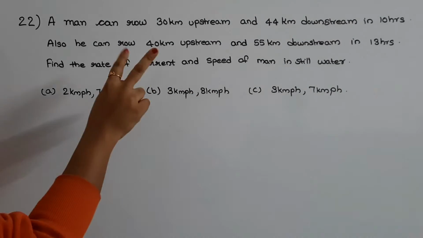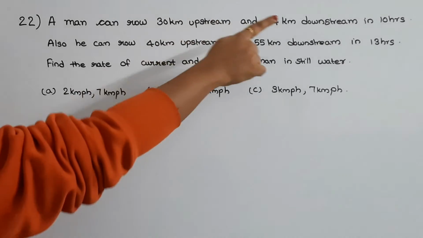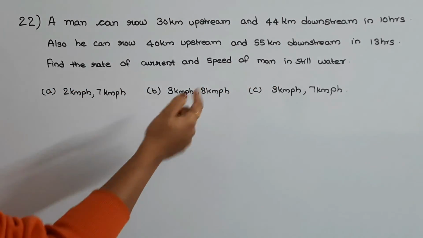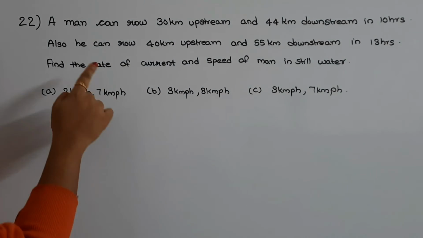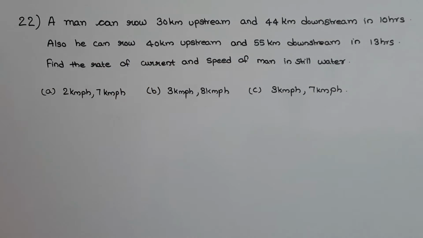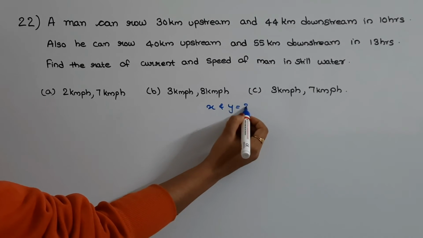So, in this question, two situations are given. In the first situation, the time taken to go upstream and downstream is given as 10 hours. In the second situation, it is given as 13 hours. We need to find out the rate of current and speed of man in still water. That is, we need to find out x and y value.